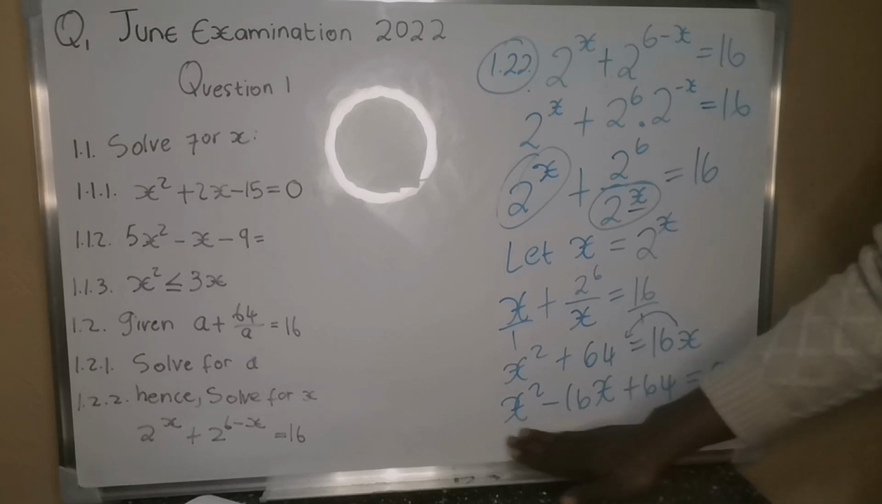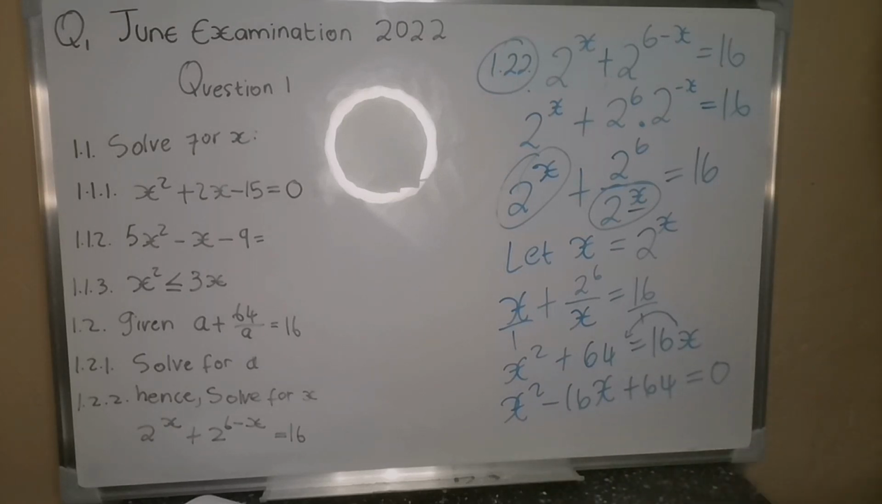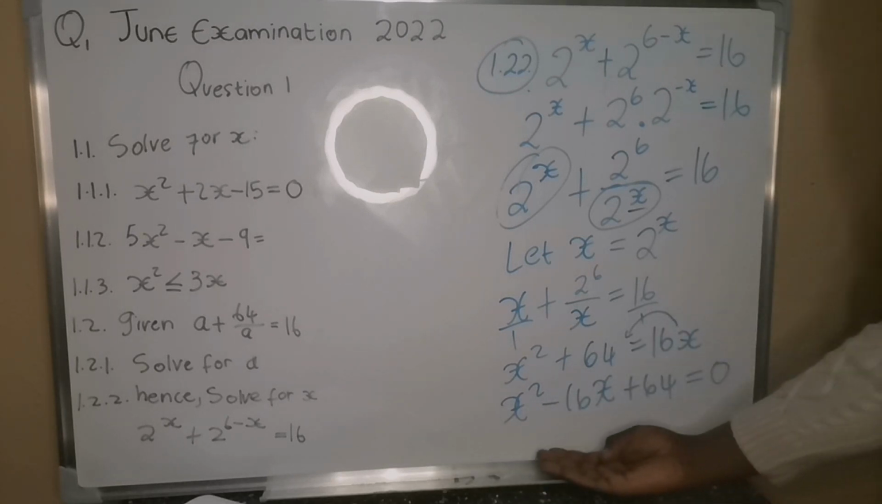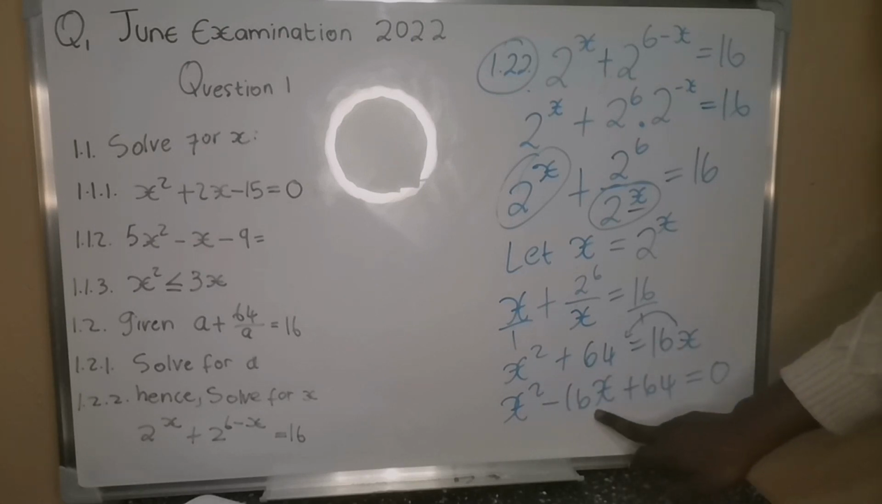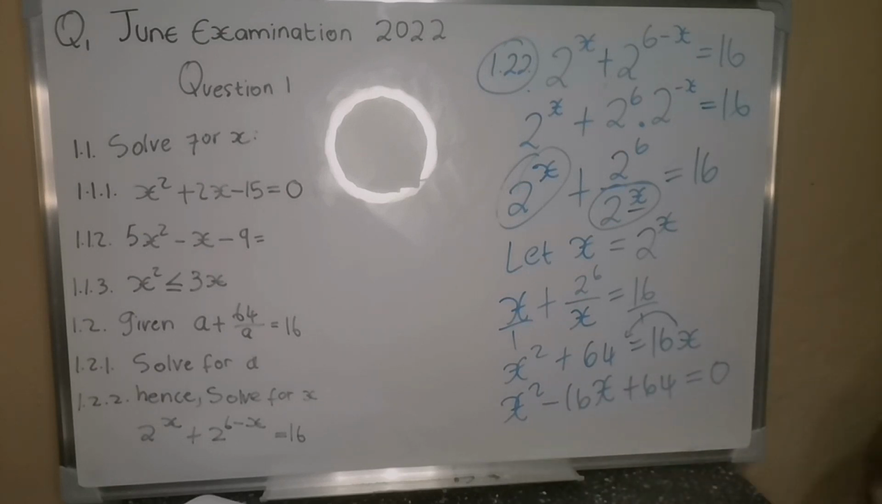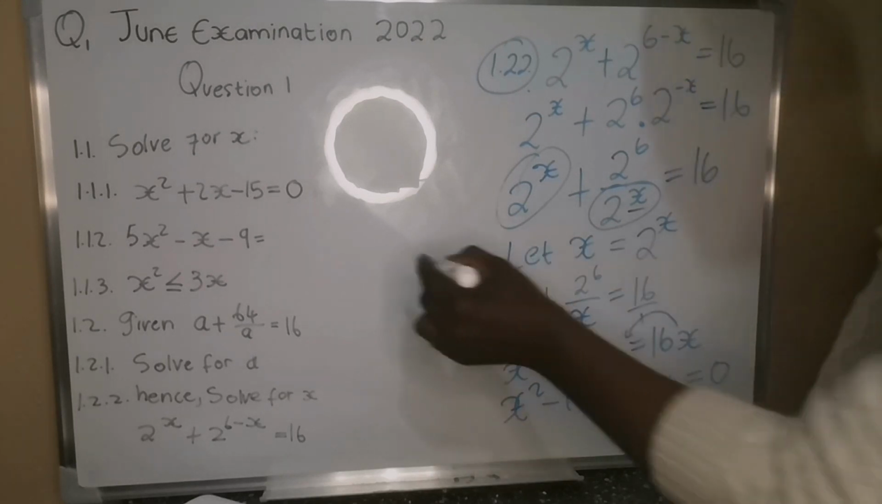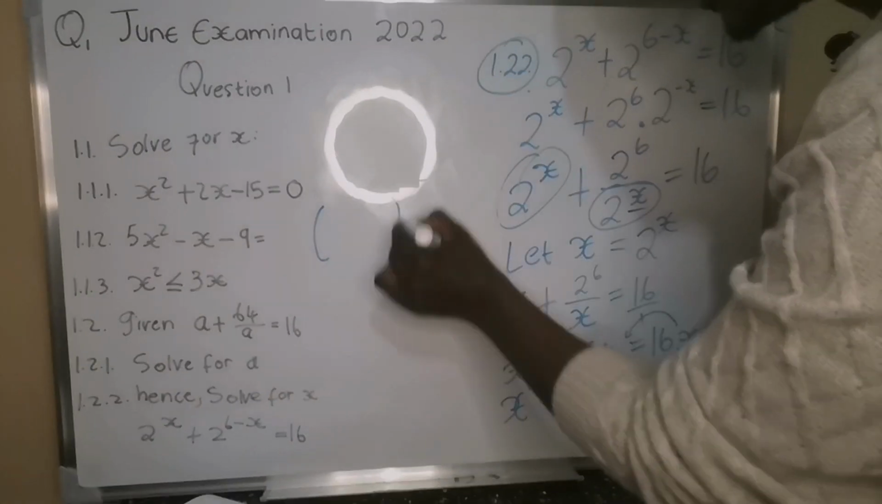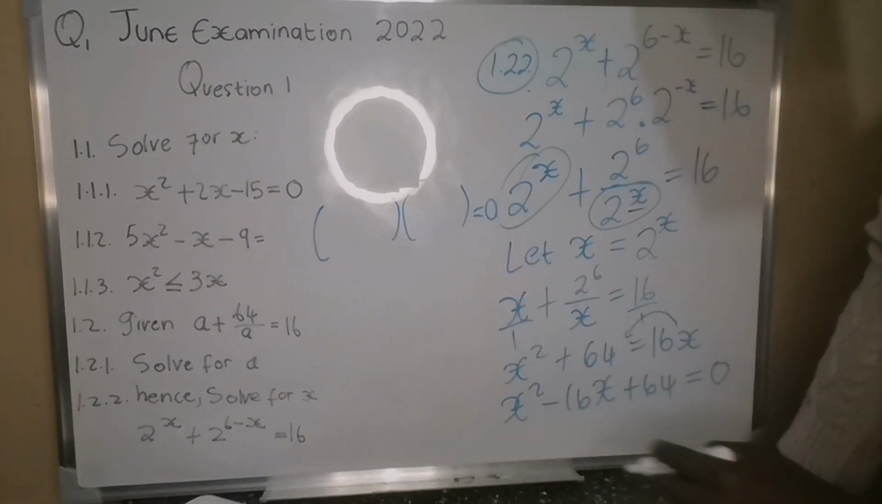From this, I can apply the quadratic formula: x equals negative b plus or minus the square root of b squared minus 4ac, over 2a. I have 0 on one side and 3 terms: an x squared, a coefficient of x, and a constant. I can apply the quadratic formula here, but to save time, I'm just going to apply 2 brackets and equate it to 0.